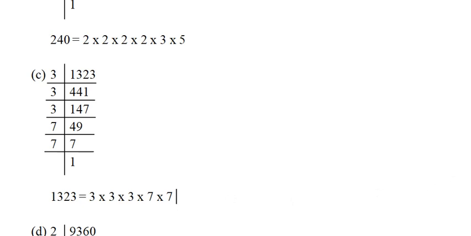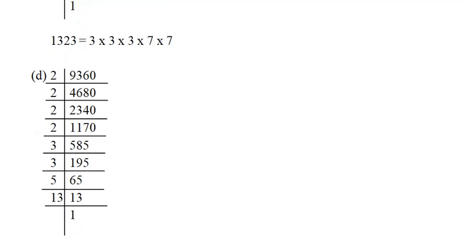Similarly, you can divide 9360 by 2. You can start with 2, because at the end you can see the number 0. If any number possesses 0 at the end, it can be perfectly divided by number 2. So you start with the least prime number, that is the smallest prime number, 2, and then you can continue your calculation.